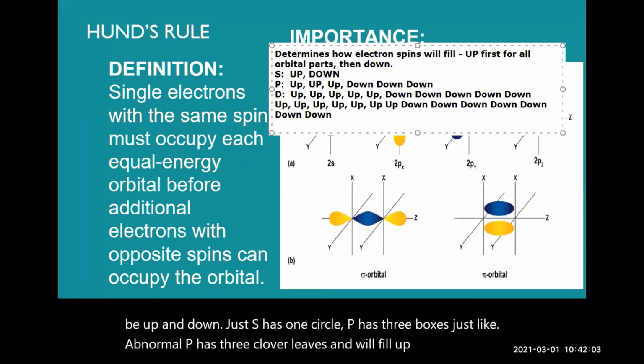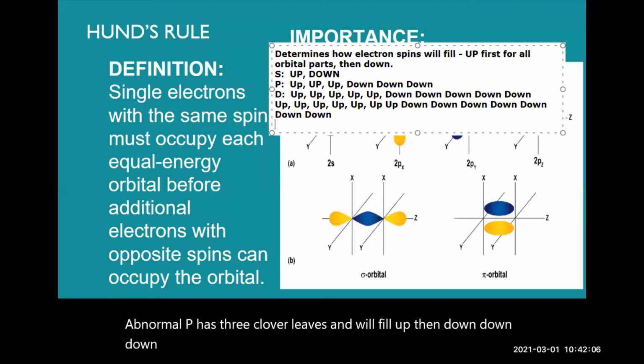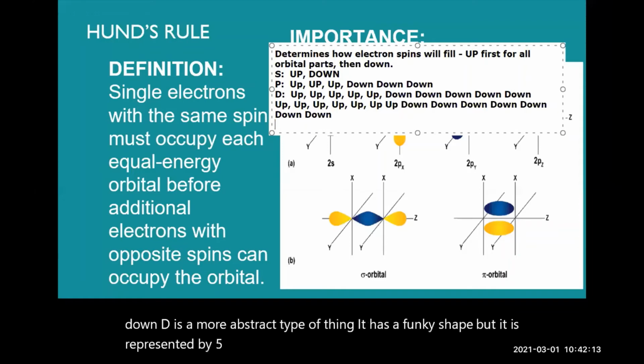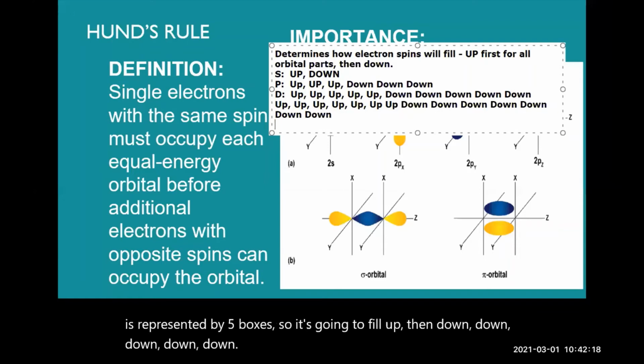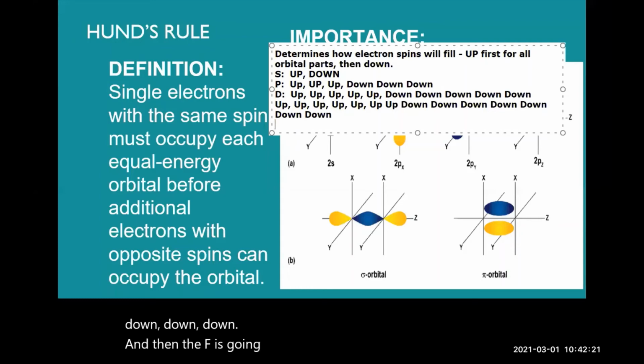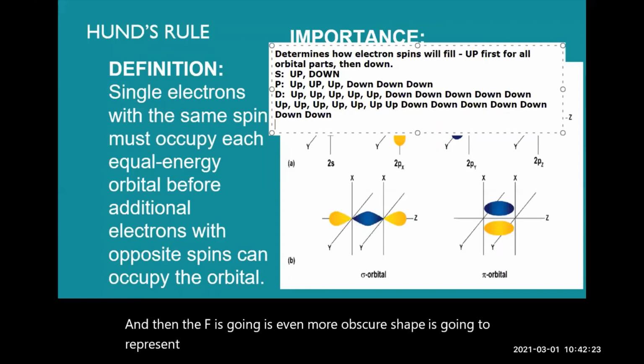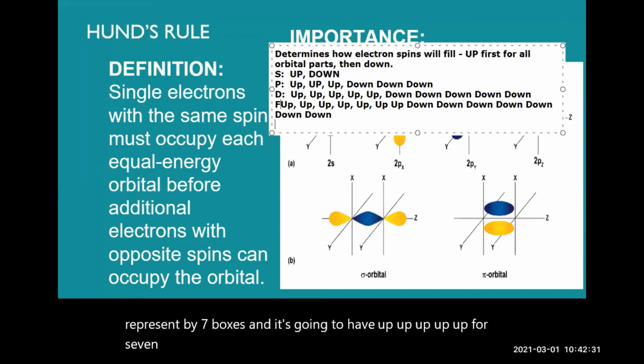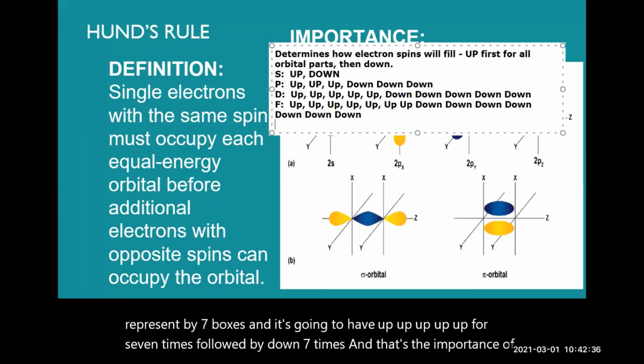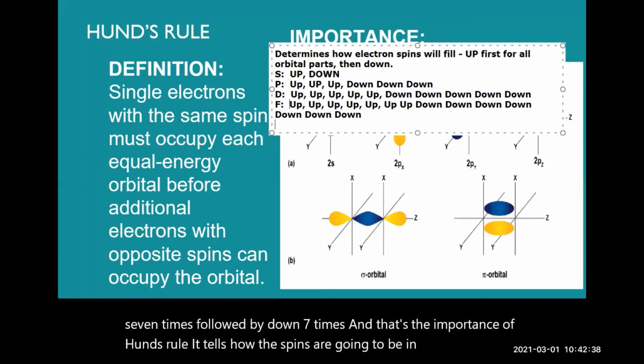down, down, down. D is a more abstract type of thing. It has a funky shape, but it is represented by 5 boxes, so it's going to fill up, up, up, up, up, then down, down, down, down, down. And then the F is an even more obscure shape. It's represented by 7 boxes, and it's going to have up 7 times, followed by down 7 times. And that's the importance of Hund's rule. It tells how the spins are going to be in all of the orbitals.